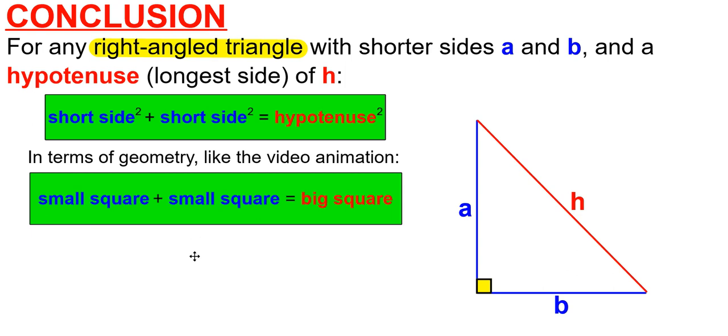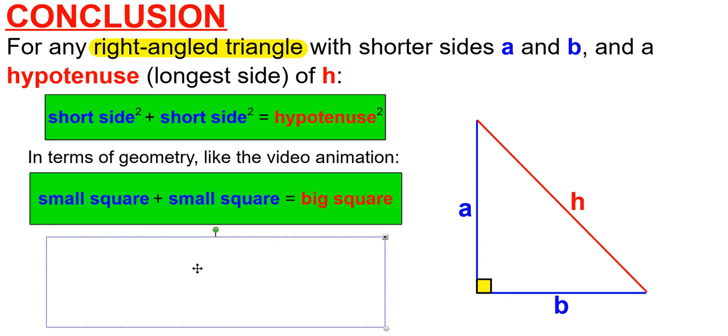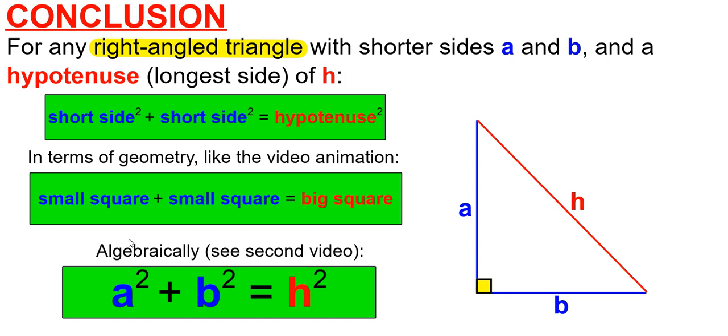And so just taking that one step further again, so algebraically, which I'm going to go into in the second video, small square a squared plus the other small square, b squared, will equal h squared. Now you may have been taught this as a squared plus b squared equals c squared. It is exactly the same thing, but over the years I've come to rewrite c as h for hypotenuse. So there's less chance of confusing c for the 2 shorter sides, a and b.